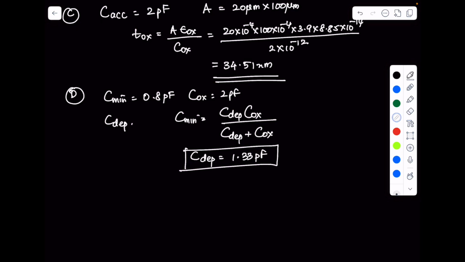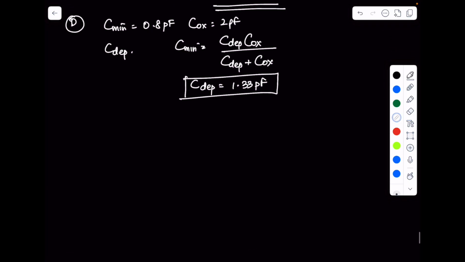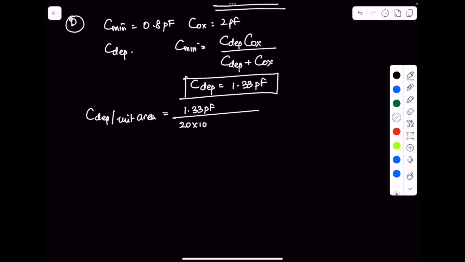Now this C depletion is a function of the doping concentration, so once I know C depletion, I can calculate the doping concentration. How do we do that? This is C depletion for the capacitor. So C depletion per unit area is 1.33 picofarad divided by 20 micron times 100 micron. And this works out to 6.665 into 10 power minus 8 farads per centimeter squared. So this is the capacitance.